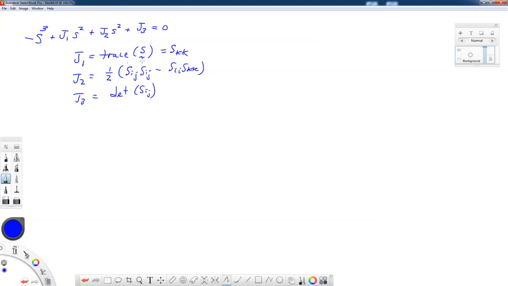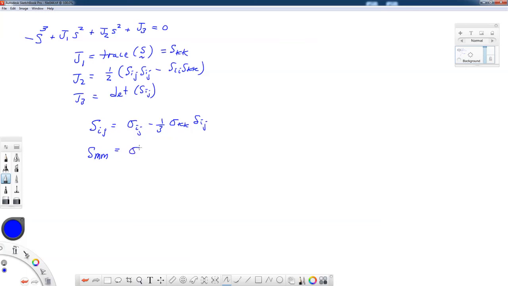Now let's take a look at the first invariant, the J1. Remember how we defined Sij? We said it was sigma ij minus 1/3 sigma kk Kronecker delta ij. So if I want the trace, if I want to add the three components together, let me be careful here. I've already used k in there. I don't want to cause too much confusion. Let's say MM. Okay, SMM is the same as SKK because we're using our implied summation notation.